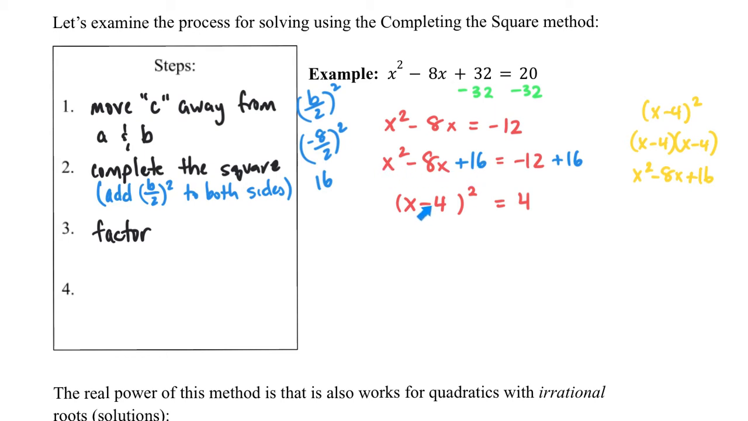So what I've done is I've factored it, and if you do this part correctly, if you add the correct b over 2 squared, then you're always going to end up in a situation where the two factors are exactly the same, and so you can write it in this way, x minus 4 squared. The last step is I'm going to write split and solve.